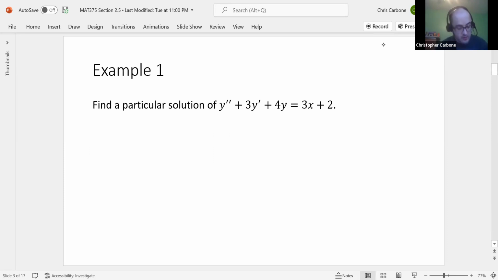So let's say, for example, we want to find a particular solution of y double prime plus 3y prime plus 4y is equal to 3x plus 2. We are going to let f of x be 3x plus 2. And this is linear, so it has a degree of 1. Because of that, we could have our initial guess for the particular solution to be y sub p of x is equal to ax plus b, since that's also linear, a polynomial of degree 1.